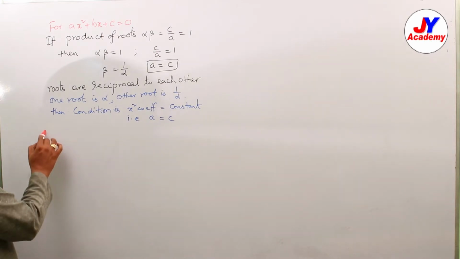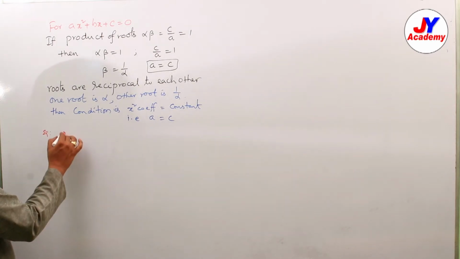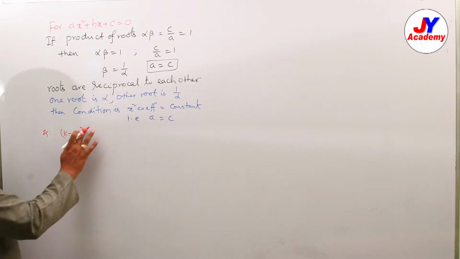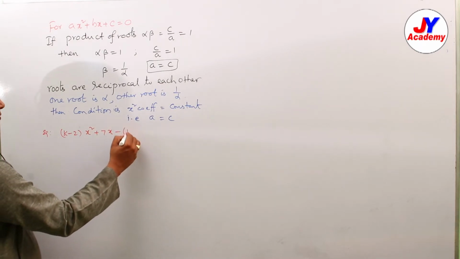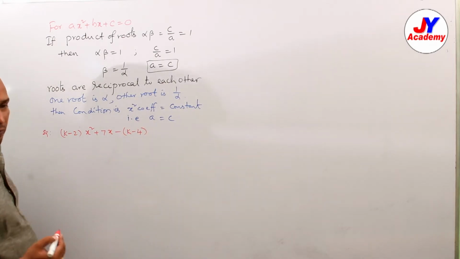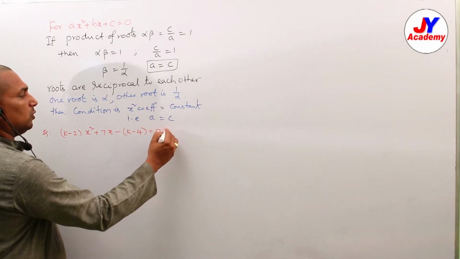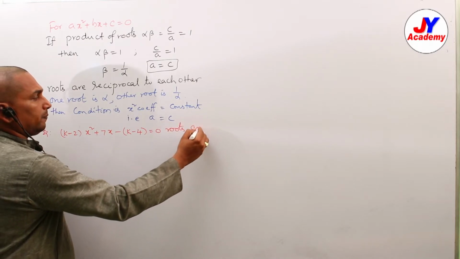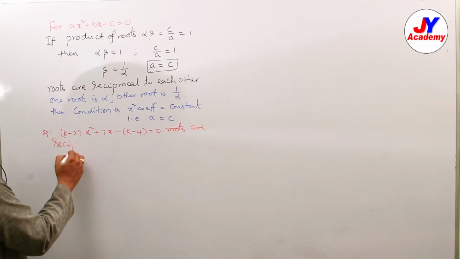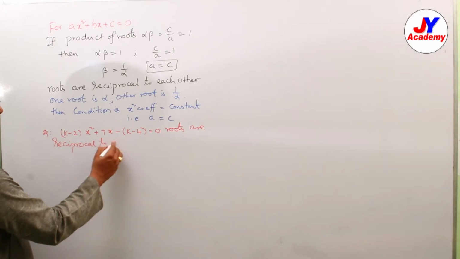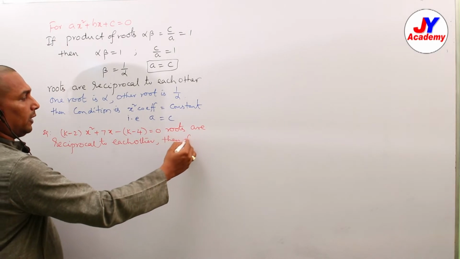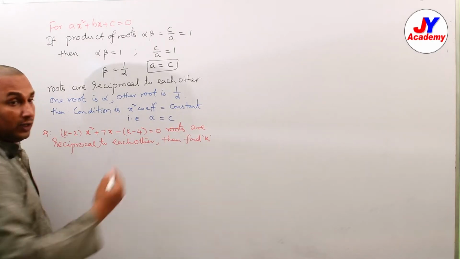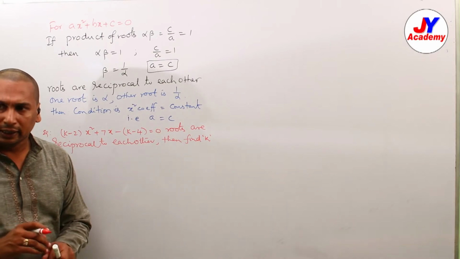Suppose k minus 2 x square plus 7x minus k minus 4 equal to 0, and the roots are reciprocal to each other, then find k. That is the question.